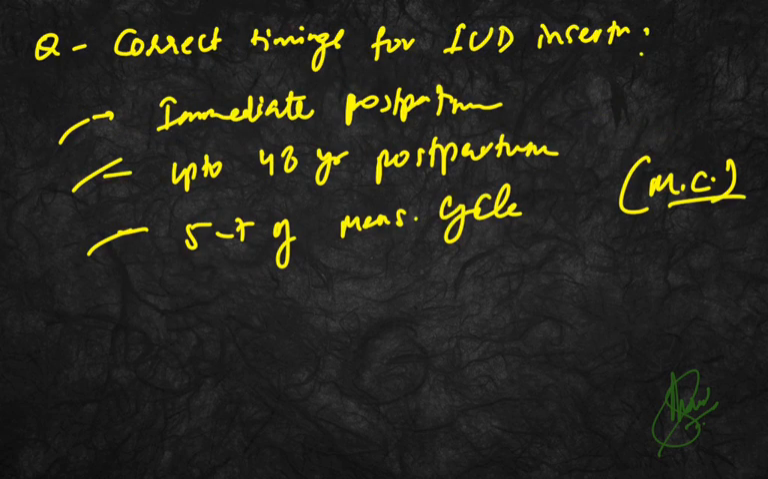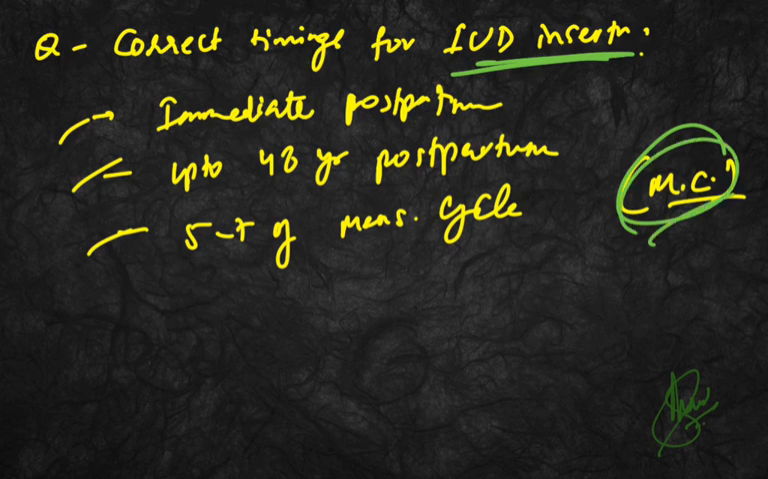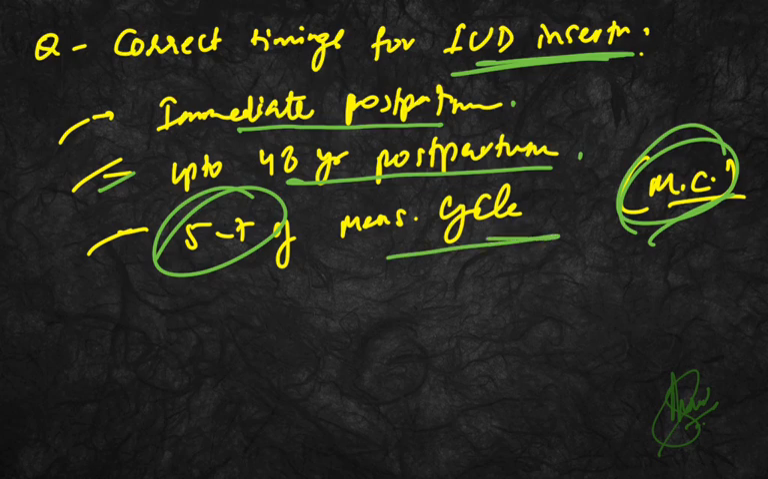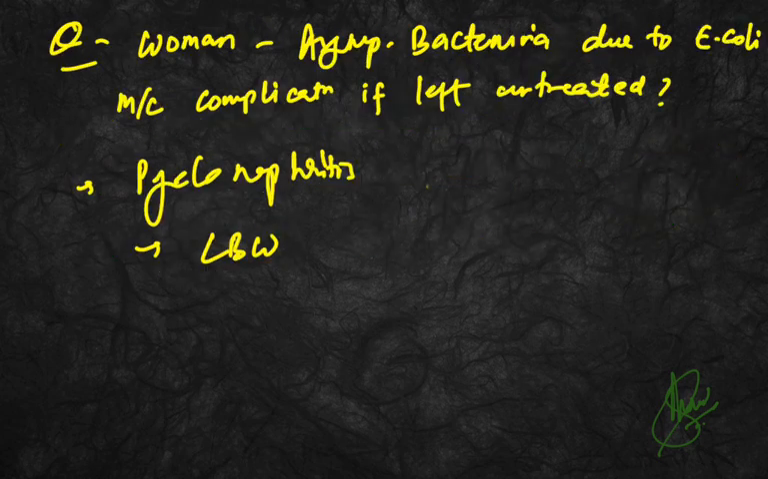Correct timings for IUD insertion. This was a multiple correct answer question. Immediately after delivery you can insert. Up to 48 hours postpartum you can insert. 5 to 7 days of the menstrual cycle you can insert. These 3 were the correct ones.